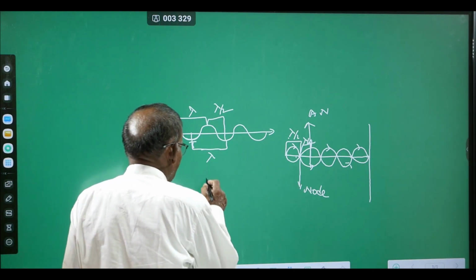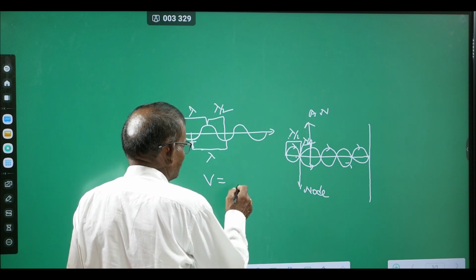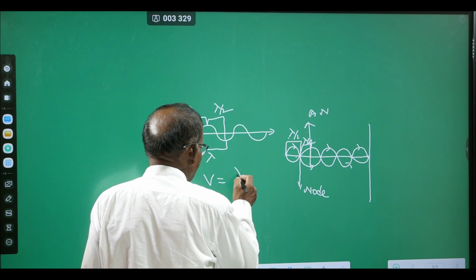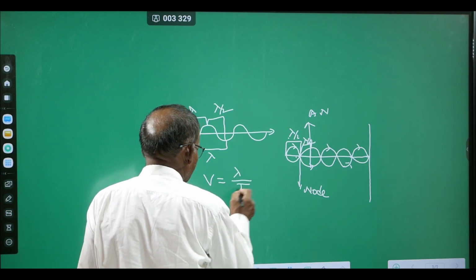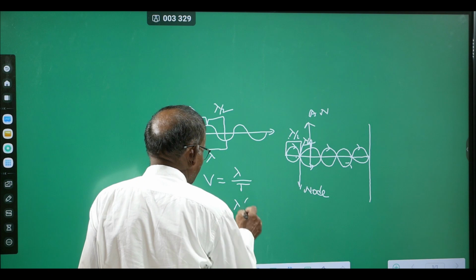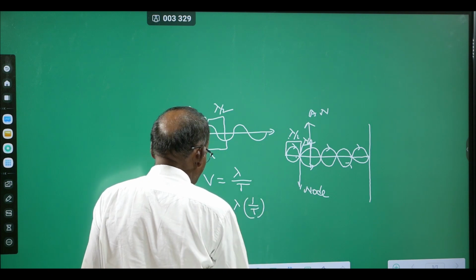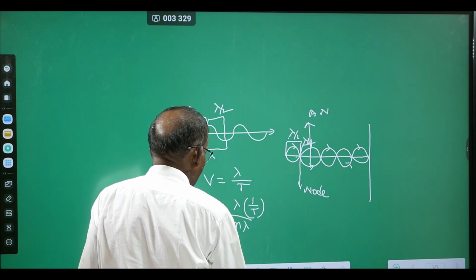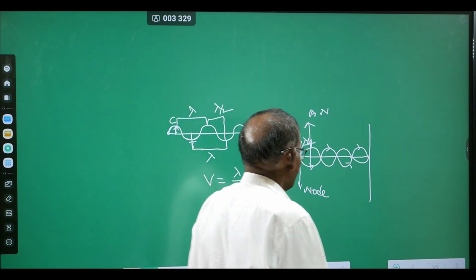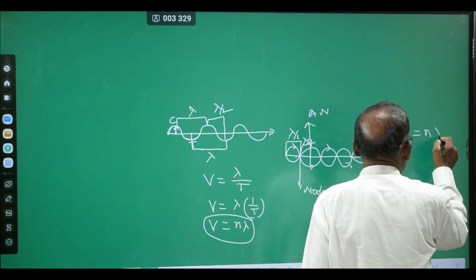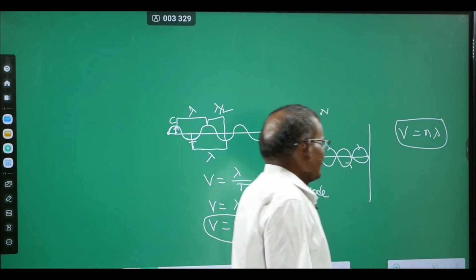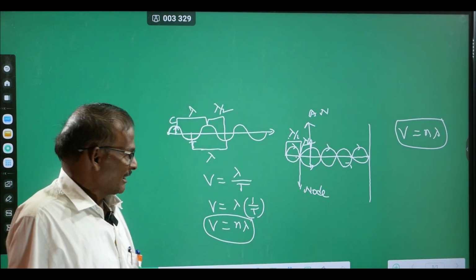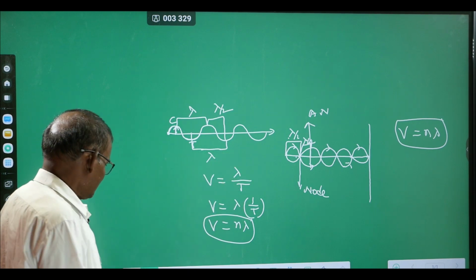How to find the velocity of the wave? Generally the formula for velocity is displacement by time. Here displacement is lambda, time is t. That is V is equal to lambda into 1 by t, but the reciprocal of time is frequency, say this is n, so V is equal to n lambda. This is an important formula, which we use while explaining the closed organ pipe or open organ pipe.